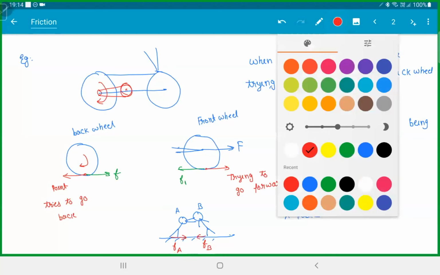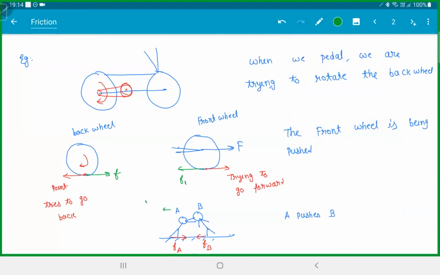So in this case, can you see A is behaving like the back wheel? This is what is happening in a cycle. The back wheel is trying to push the front wheel. B is behaving like the front wheel. Be careful. This is a very good theoretical question. Bits of CET. When a car is going, what is the direction of friction on the back wheels and the front wheels? Forward and backward.